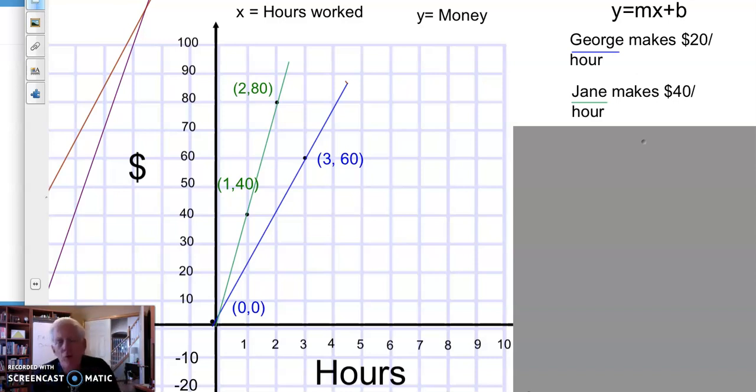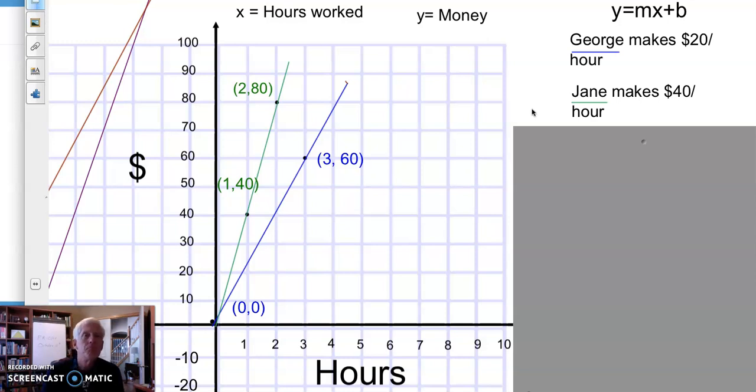Okay, family of the future, we left off with George and Jane and their jobs. George made $20 an hour. Jane made $40 an hour. And we figured out that the slope happened to be $20 per hour for George. When we looked at the blue line, lo and behold, the slope was 20/20. You went over one and up 20. Over one and up 20. So George's slope was 20 bucks an hour. Jane's slope was $40 an hour. And looking at that, you can see that Jane's slope is a little bit steeper.